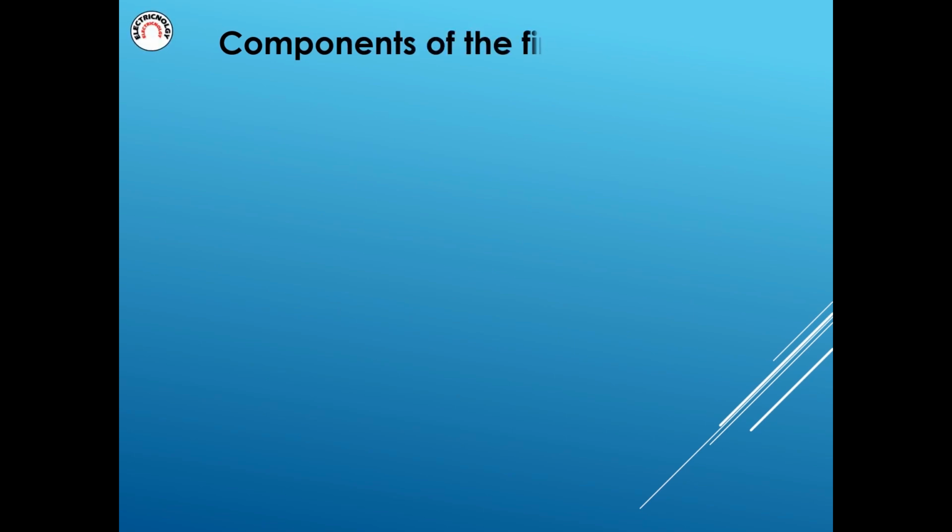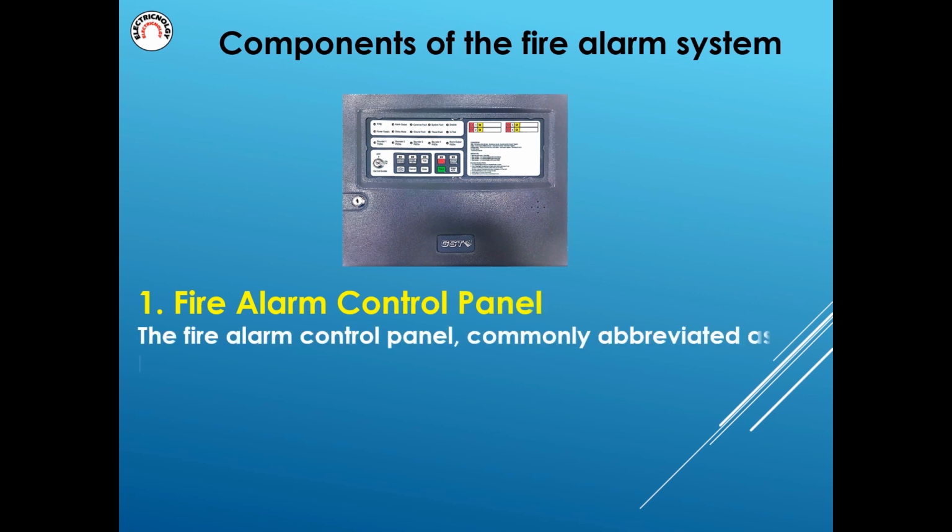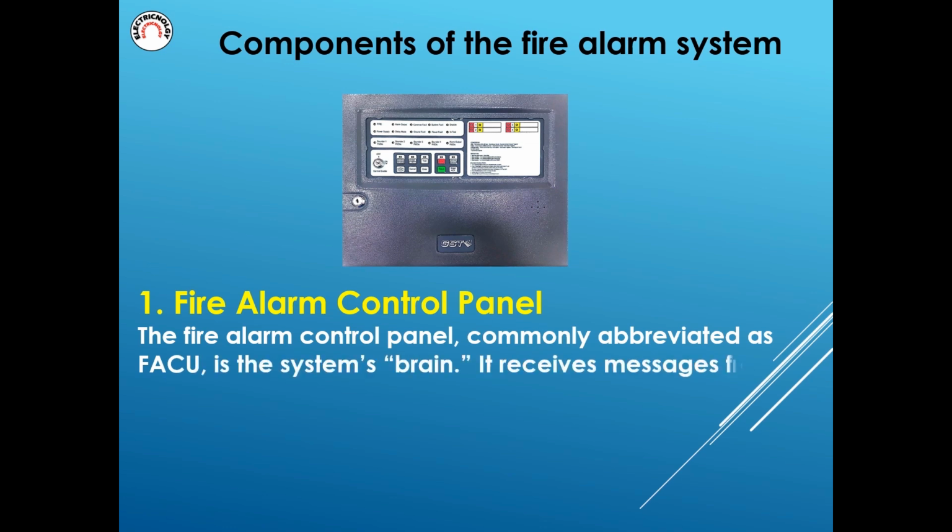Components of the fire alarm system. 1. Fire alarm control panel. The fire alarm control panel, commonly abbreviated as FACU, is the system's brain.